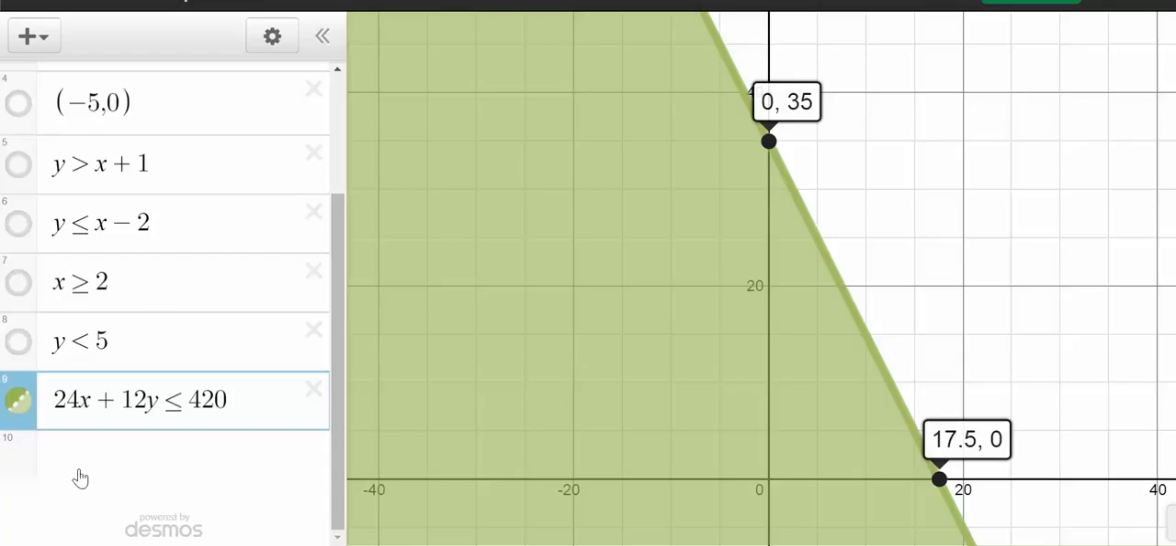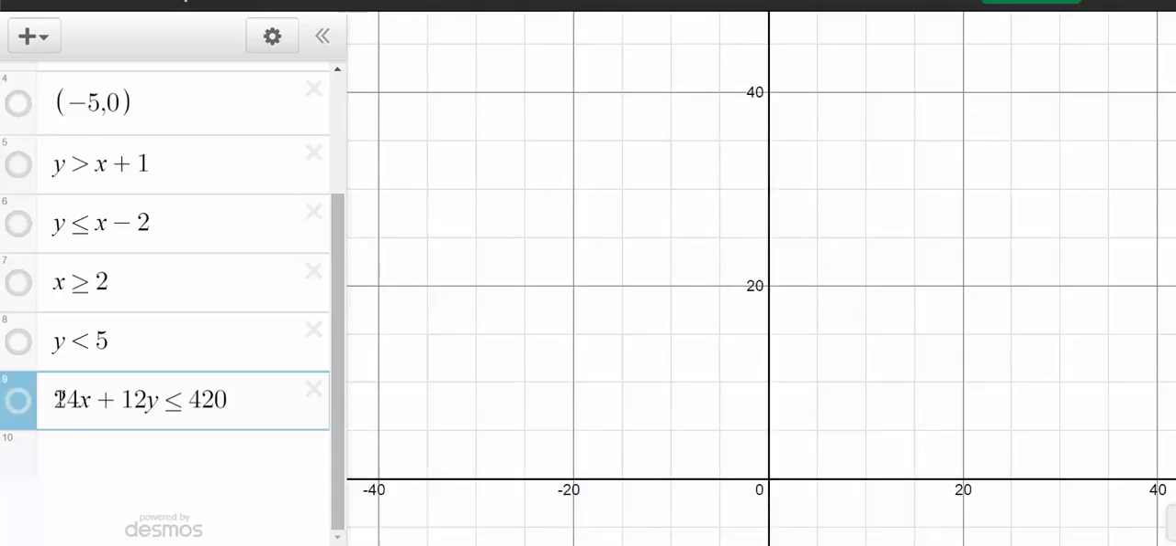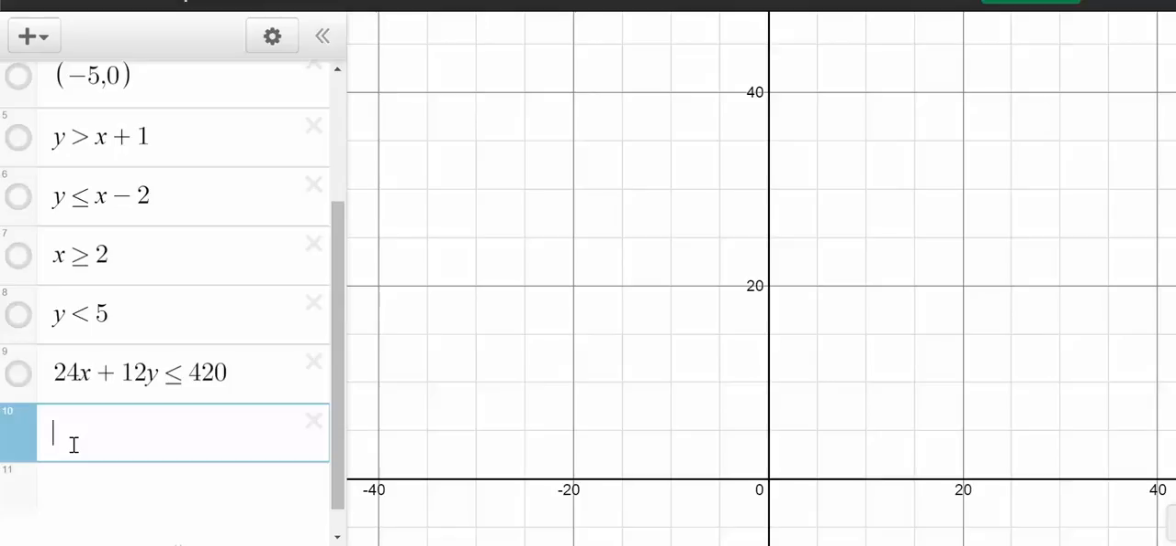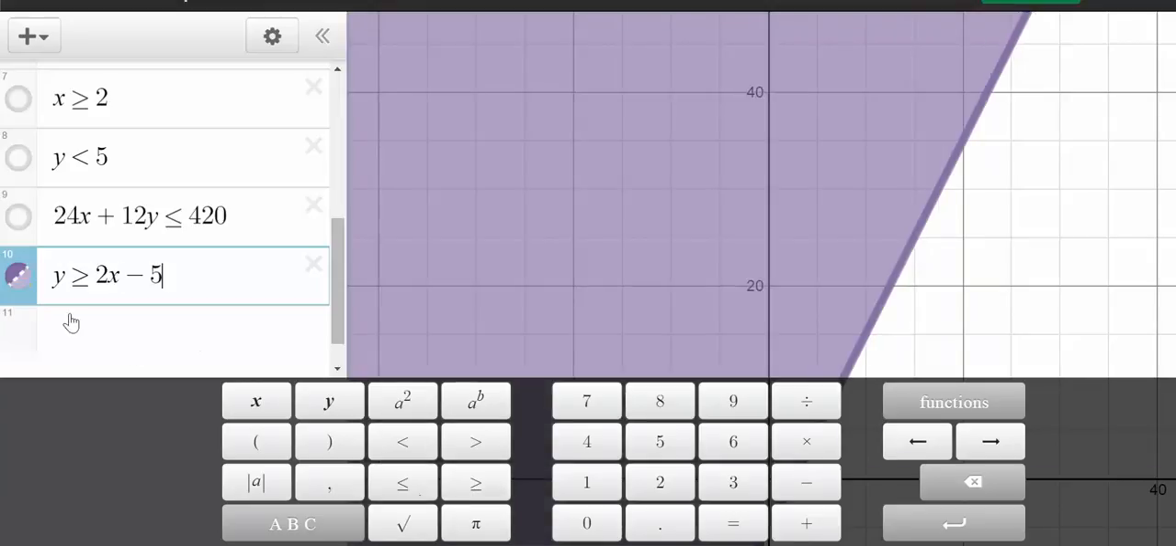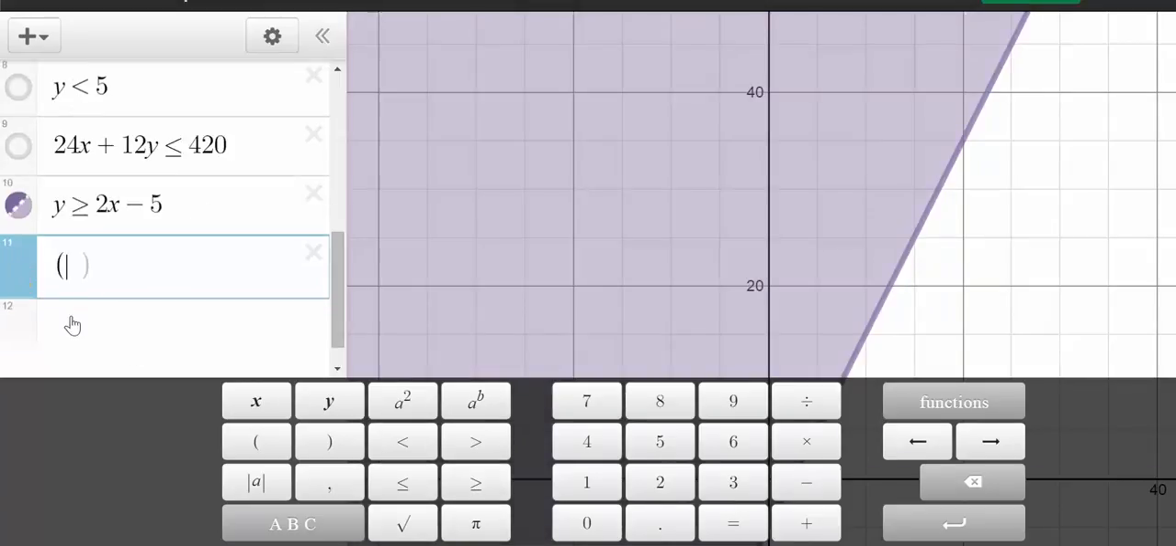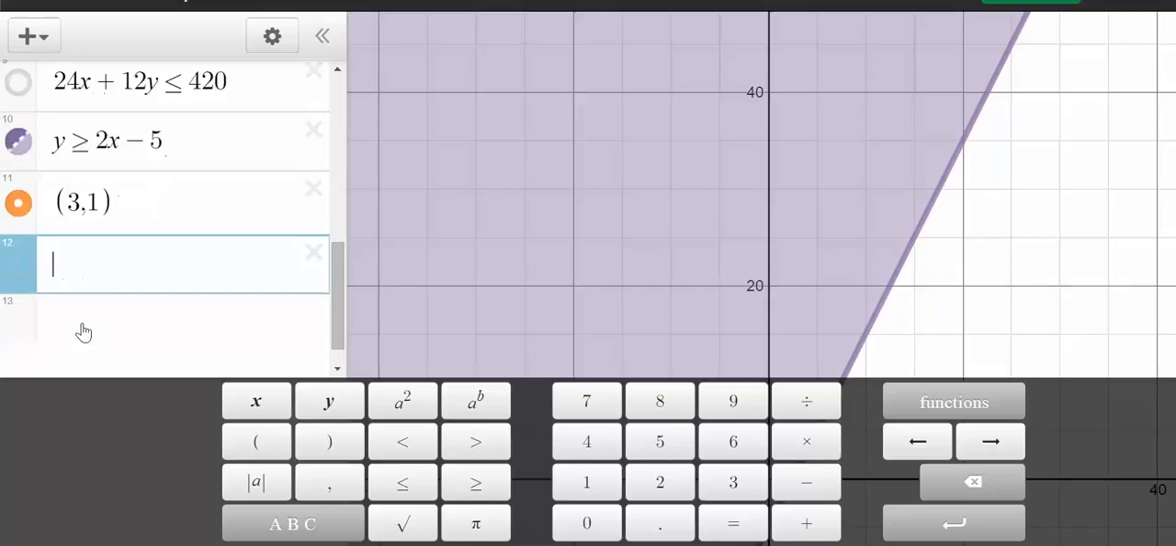I think it was 2. So I think it actually is y greater than or equal to 2x minus 5, right? Okay, so there's my purple line, and then I had 2 points, right? The first point was 3, 1, and the other point was 1, negative 4, and let's take a look at these points now. Okay, here we go. Now it's a little bit better. Let me zoom in and see what the deal is.